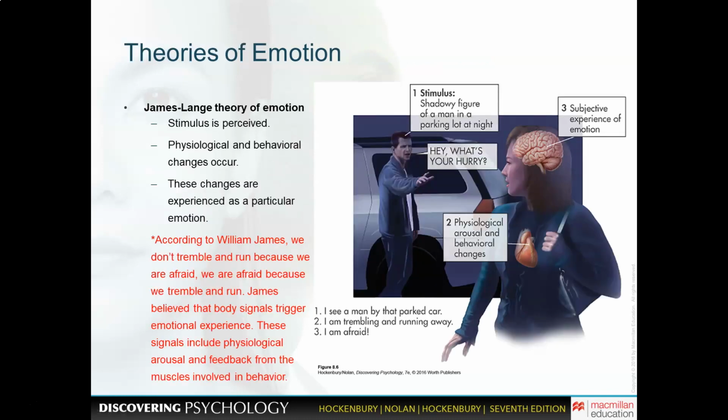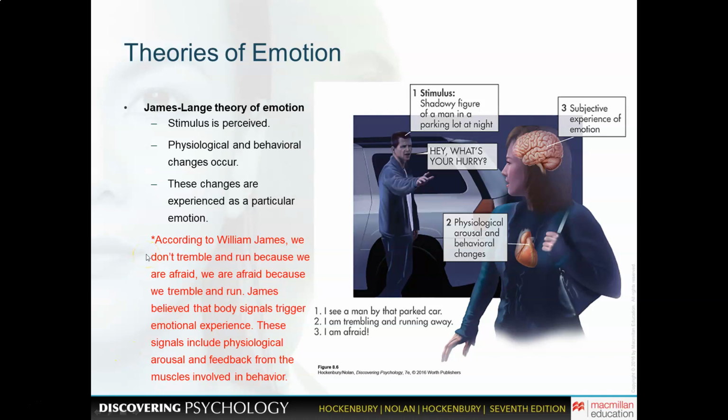Now, theories of emotion. William James and Lange had a theory of emotion, and this is interesting: a stimulus is perceived, and then physiological and behavioral changes occur, and those changes are experienced as a particular emotion. According to William James, and I put this in red for you here, so you'll understand this a little more in depth.